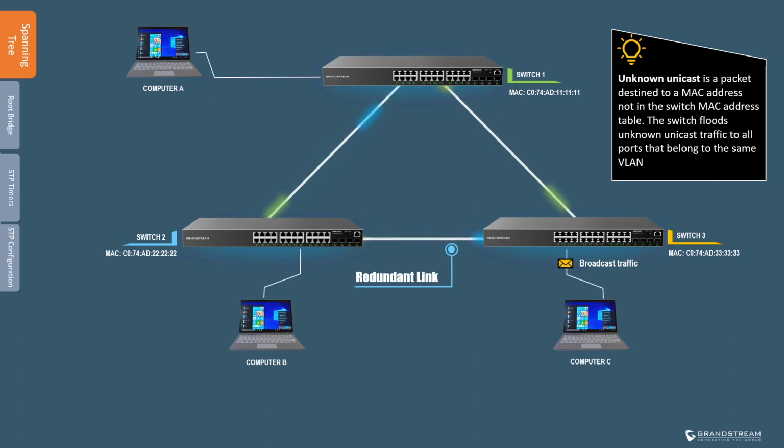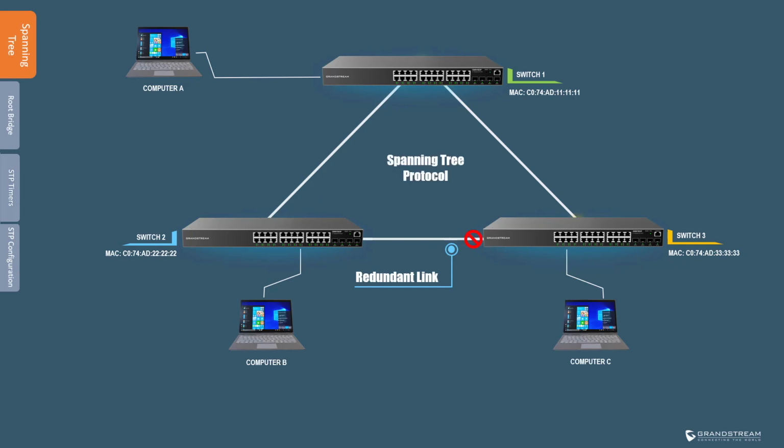The same thing can happen with unknown unicast traffic, which is a frame that arrives with a destination MAC address that is not found in the MAC address table of a switch. And in this case, the switch will simply flood the unknown unicast frame to all ports that belong to the same VLAN. So spanning tree protocol was particularly developed to prevent the risk of bridging loops by making the switches aware of the redundant links.